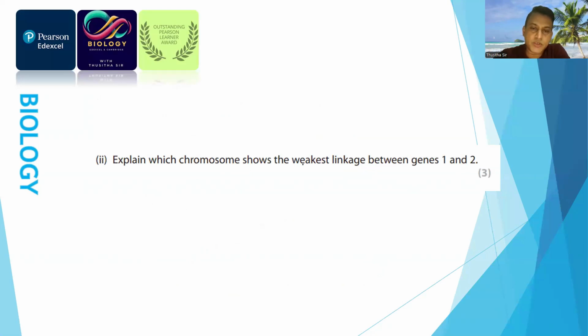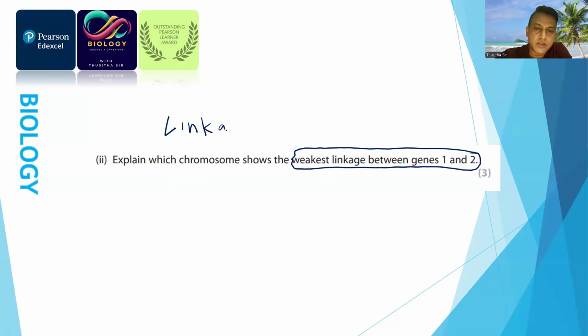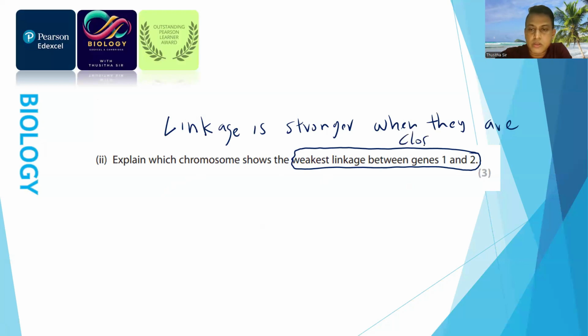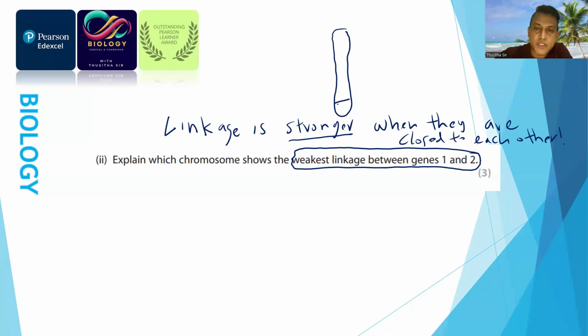Explain which chromosome shows the weakest linkage between gene 1 and 2. The linkage is stronger when they are close to each other. For example, this is the chromosome and they are located very close to each other. This has a strong linkage.